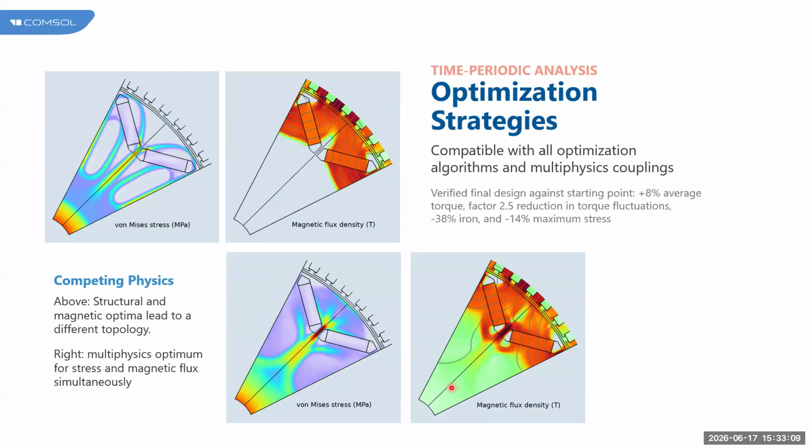The results from this optimization are very impressive compared to the starting design of this particular motor model. The optimized motor achieves 8% more average torque, 2.5 times less torque ripple, 38% less iron mass, and 14% lower maximum stress, all at the same time, because you do a multiphysics simulation based optimization. It is multiphysics in nature, and you have multiple objectives that have to be met at the same time. This is only achievable with a gradient based multiphysics optimizer.